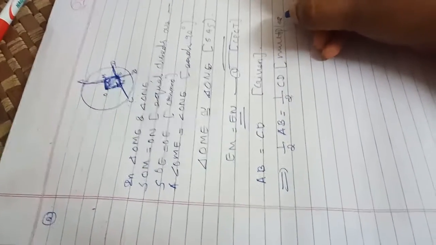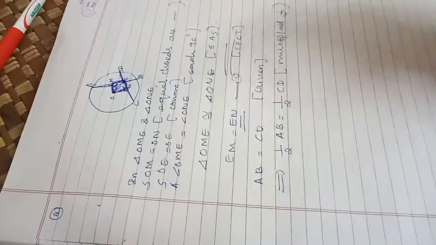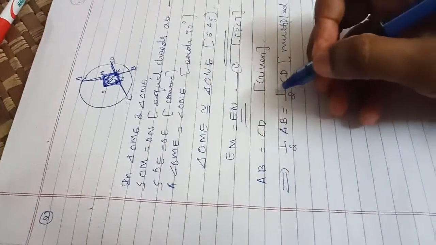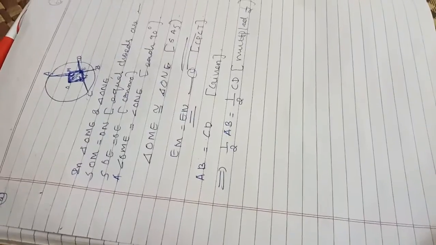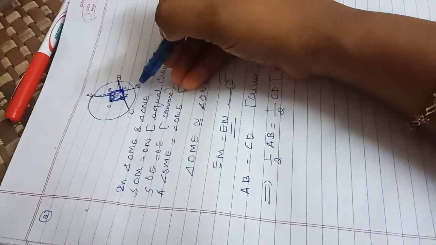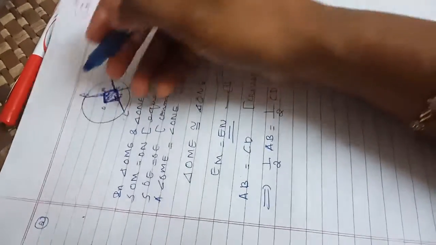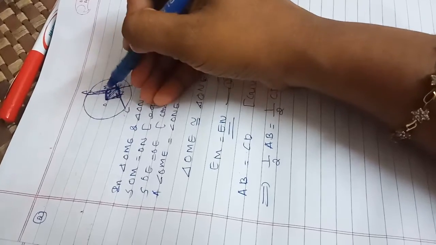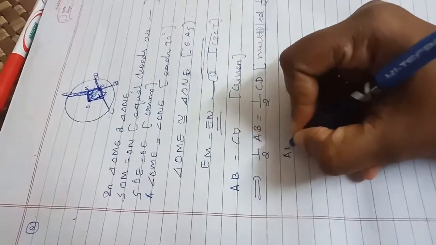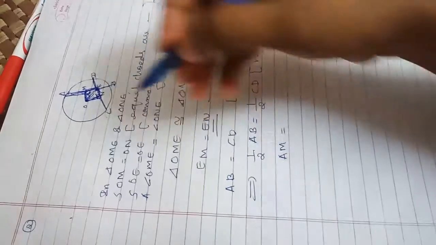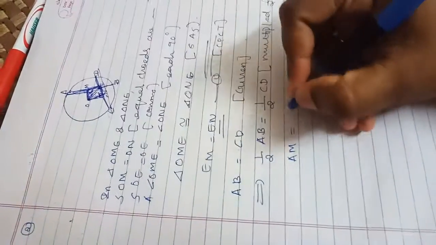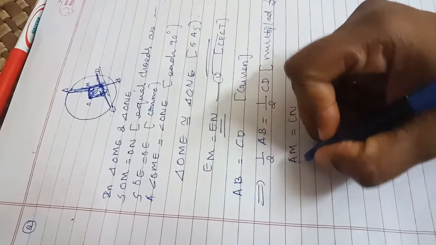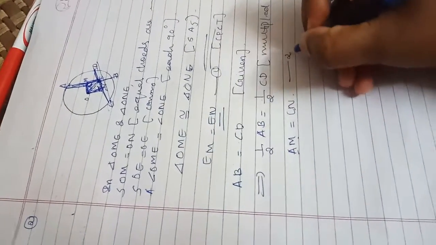Multiplied 1 by 2 on both sides. We can multiply because after cancelling this half we will get AB is equal to CD, so no changes happen. Why am I multiplying half here? Half of AB, what is half of AB? We can write this length AM, correct? So we can write AM, which is equal to half of CD, so we can write CN. So now we got AM is equal to CN, equation number 2.